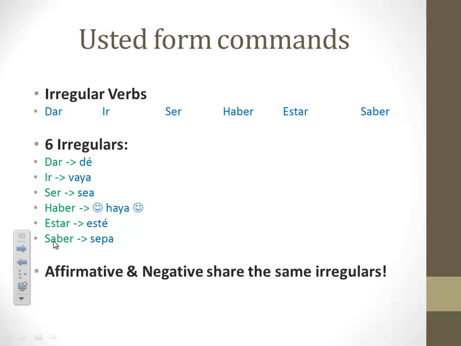Okay, so on your note guide, you'll have these 6 filled in where it says dishes. And then you'll go over to the negative usted commands. For their irregulars, you'll write the same thing, except you'll put a no in front. Okay, so you would have no dé, no vaya, no sea, no haya, no esté, y no sepa.